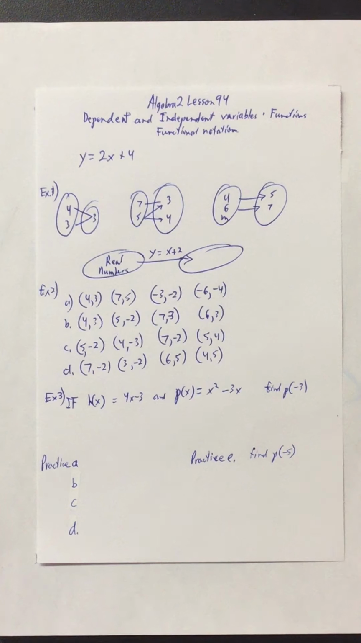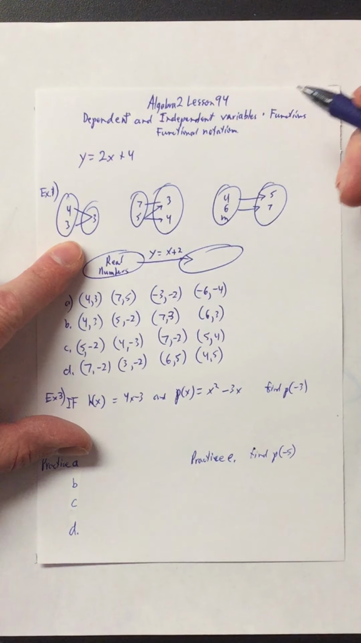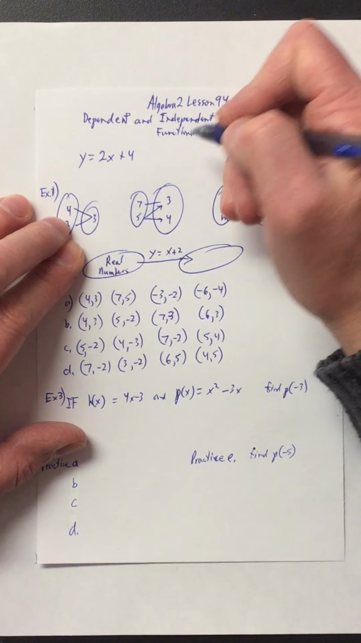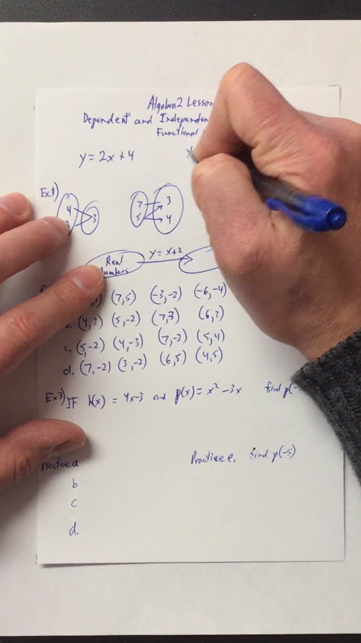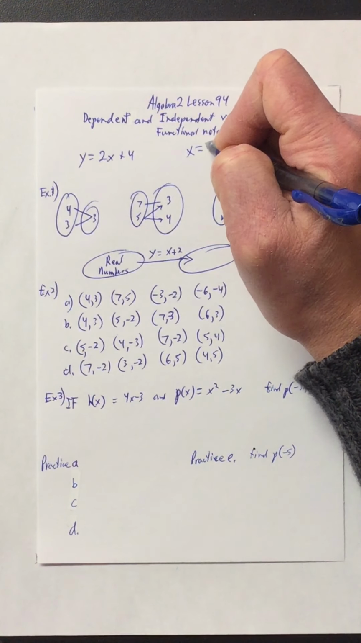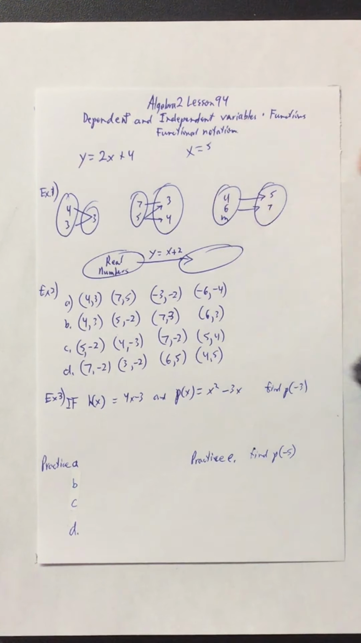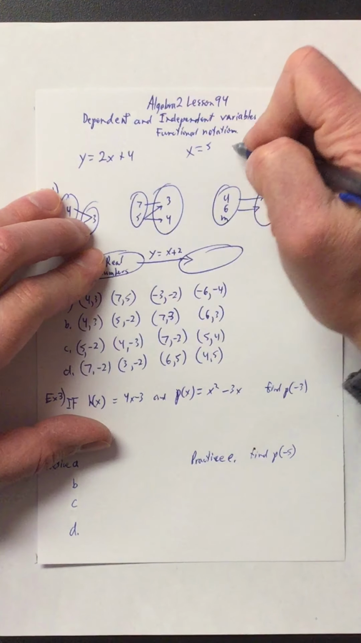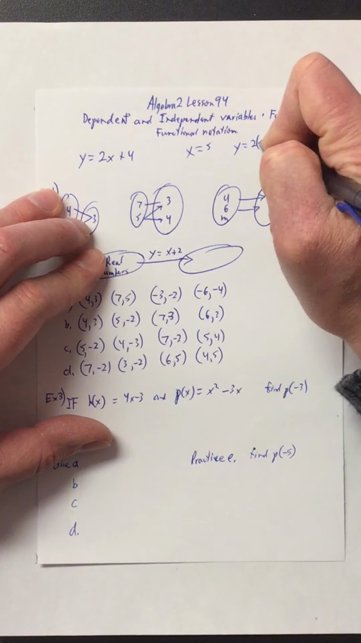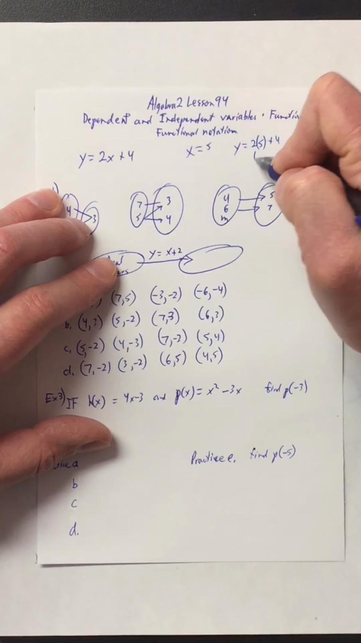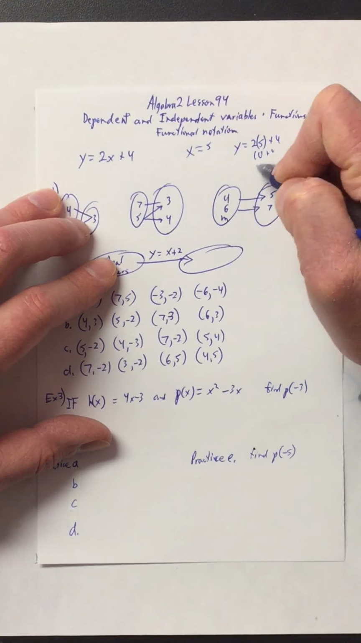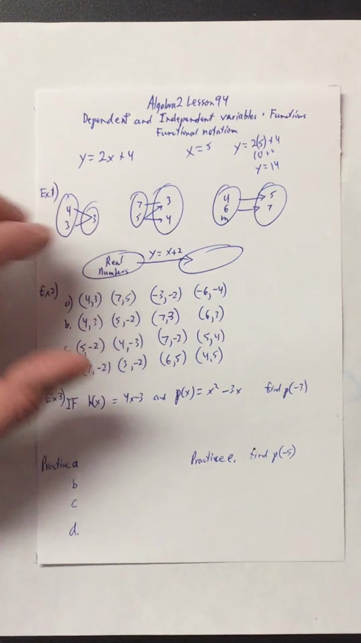First of all, starting out with dependent and independent variables, I have an equation here, y equals 2x plus 4. Let's say we're to just pick a value for x. If x equals, and they use 5 in the book here, if x equals 5, we plug it in. We get y equals 2 times 5 plus 4. So 10 plus 4, y would be equal to 14.